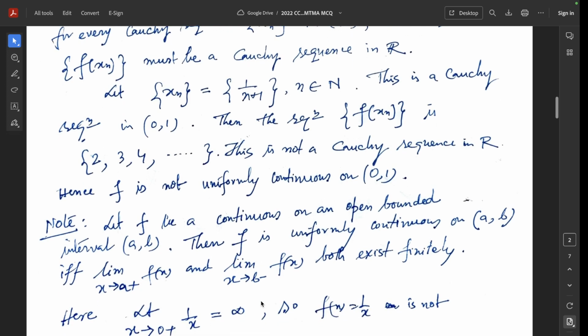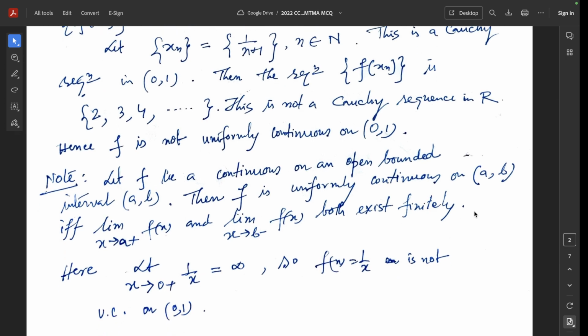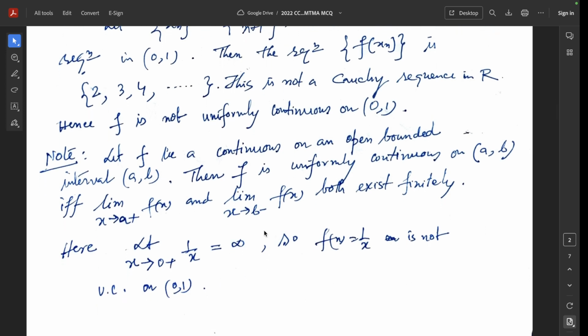hence it is not uniformly continuous on this open interval (0, 1). Also note that let f be continuous on an open bounded interval (a, b), then f is uniformly continuous on the open interval (a, b) if and only if the limit as x tends to a plus of f(x) and the limit as x tends to b minus of f(x) both exist finitely. Here, the limit as x tends to 0 plus of 1 by x equals infinity, and so it does not exist finitely at the left-hand point 0. So f(x) equal to 1 by x is not uniformly continuous on the open interval (0, 1).